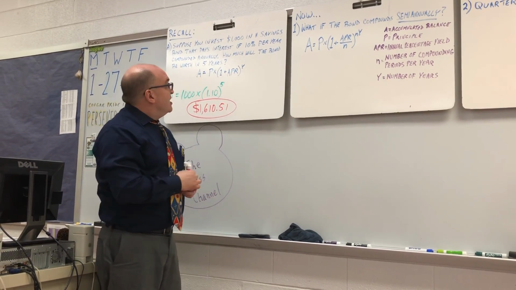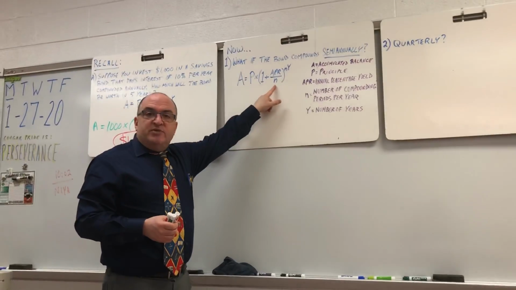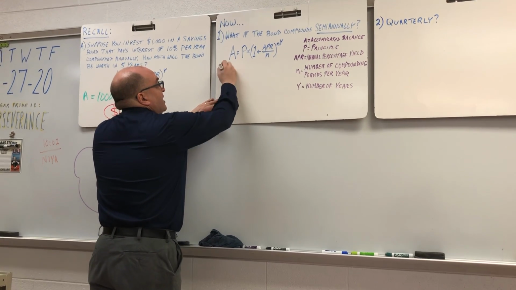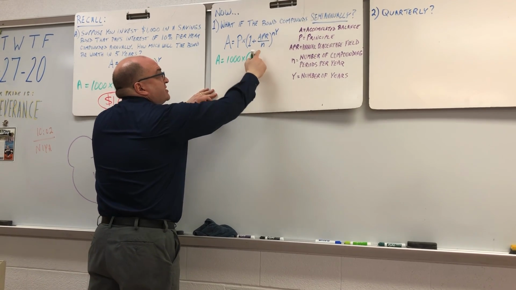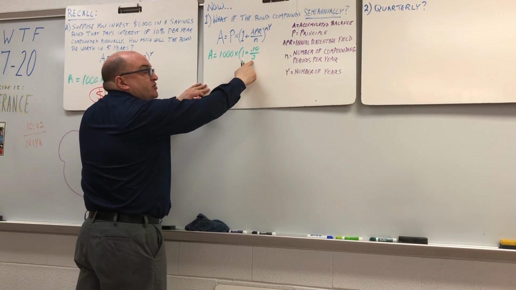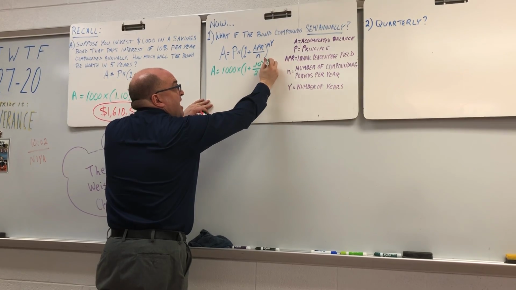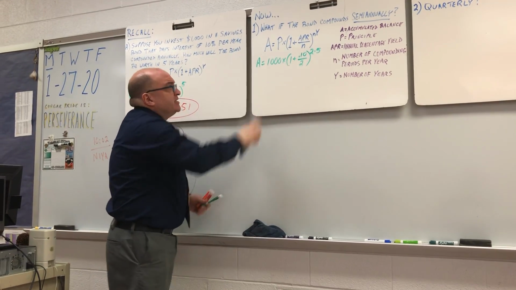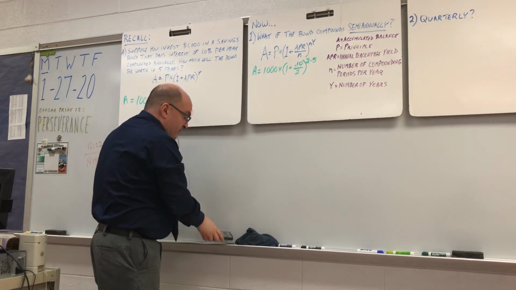Okay? Now, we said, all right, what if it's compounded semi-annually? That's twice a year. So instead of APR, we add in this N. N is the number of times you compound per year. For example, the same problem. A is going to equal 1,000 times 1 plus the percent, 0.10, but now we're dividing by 2 because there are 2 compounds in the year, and N times Y means 2 times 5 years. So what is 0.10 divided by 2? It is 0.05.